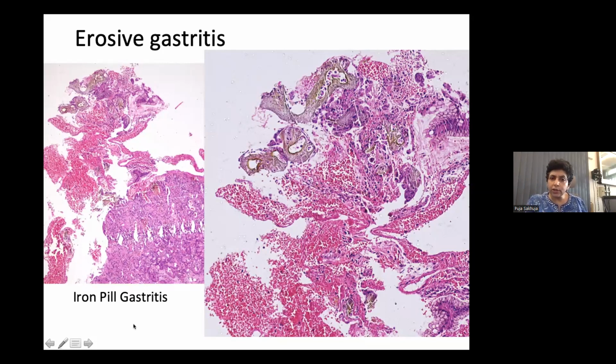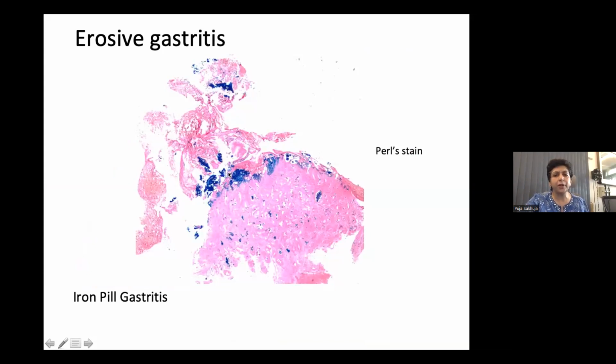They may just show the same form of an erosive ulcerative gastritis. And when we do a Perls stain, we can see the presence of this iron adherent to the surface epithelium and in the mucosa, which is iron pill gastritis. More often than not, this history is not present in our requisition form. So pathologists must look for it carefully. And if we see this and stain for it, we go back and take a history from the patient. They are usually taking iron pills.